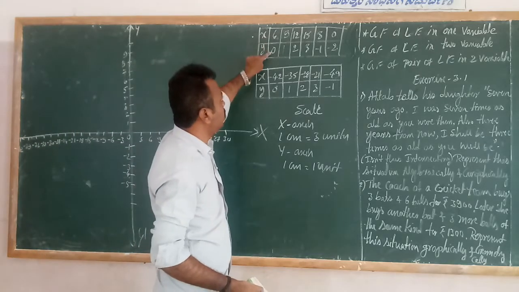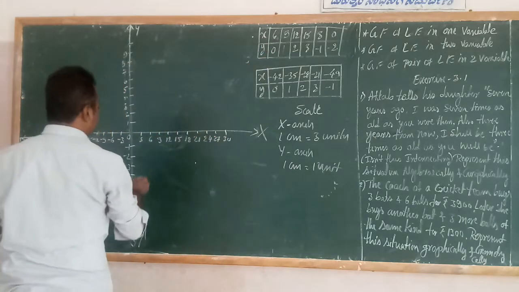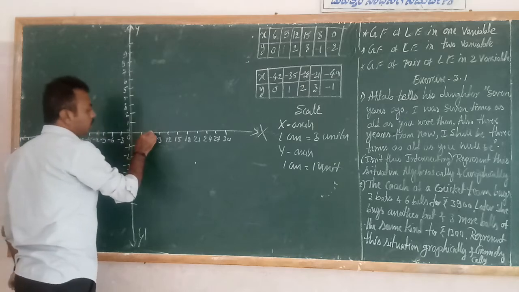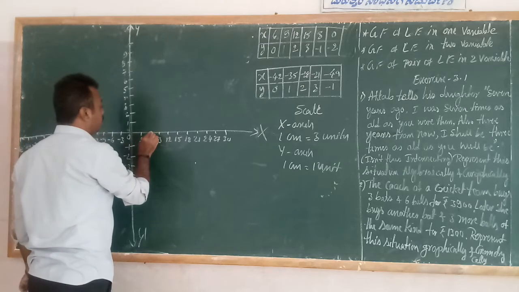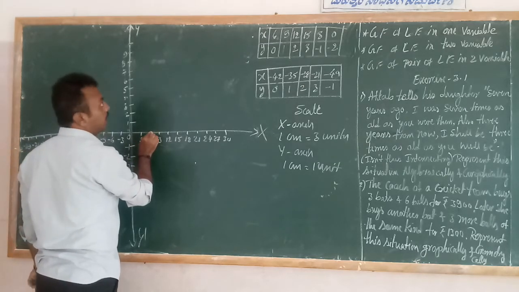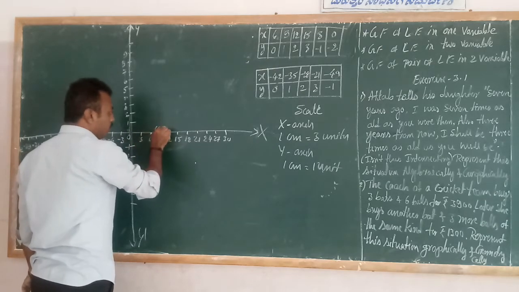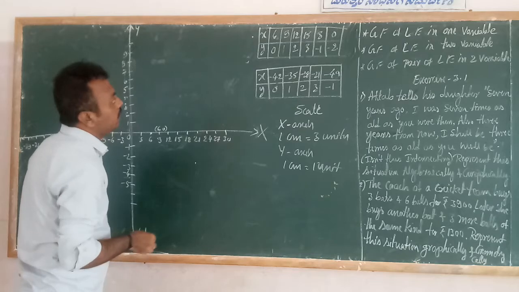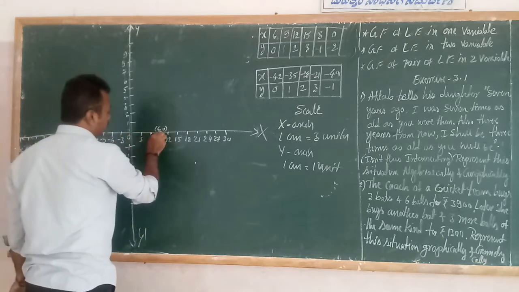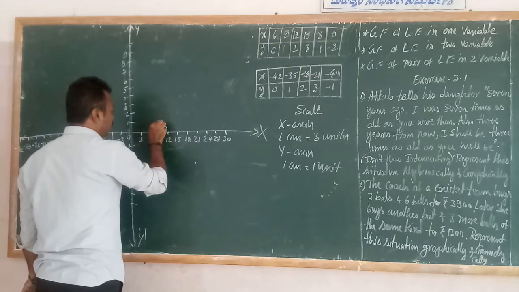6 and 0 is there. So first we have to plot 6 and 0 on the graph sheet. Here 6, then we go to the y-axis. 6 and 0, 0 only is there. So this is 6 and 0. Next 9, 1. Where is 9? Here 9. What is the 1? Here 1. So 9, 1.